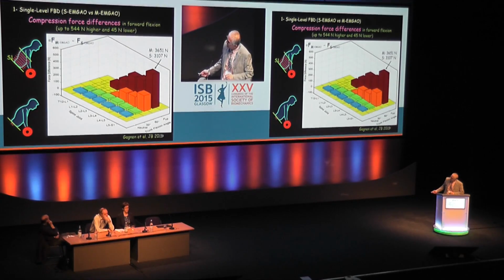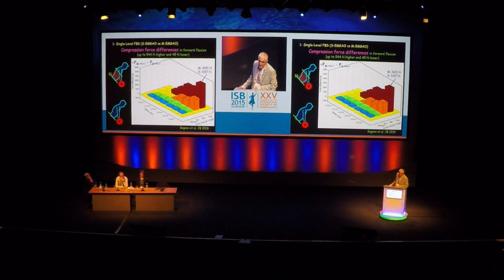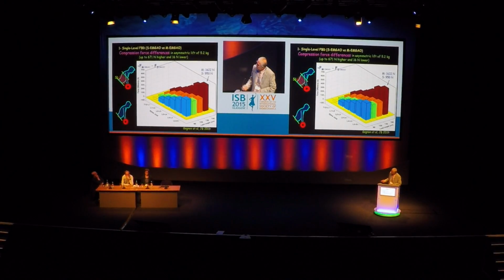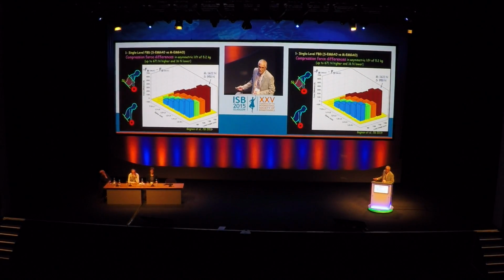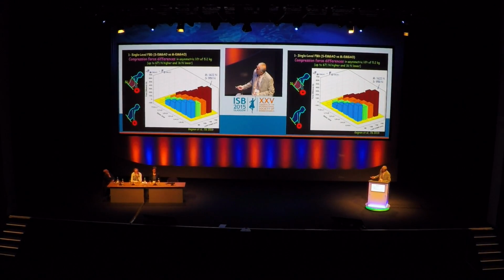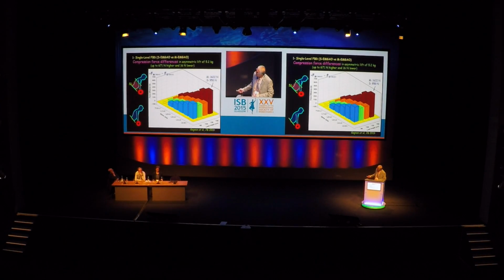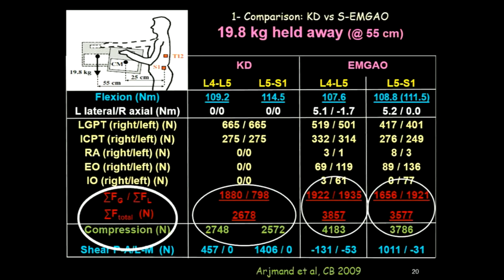On this axis, you see the differences between compression forces by multi-level equilibrium and single-level equilibrium EMG-assisted optimization when performed at different levels, for the subject flexing from upright standing to full flexion. You see the huge differences, reaching 544 Newton, which is quite substantial, between these two models. The same when you carry a 5.2 kilogram load asymmetrically. Again, the same differences when done at different levels, reaching 671 Newton between these two models.